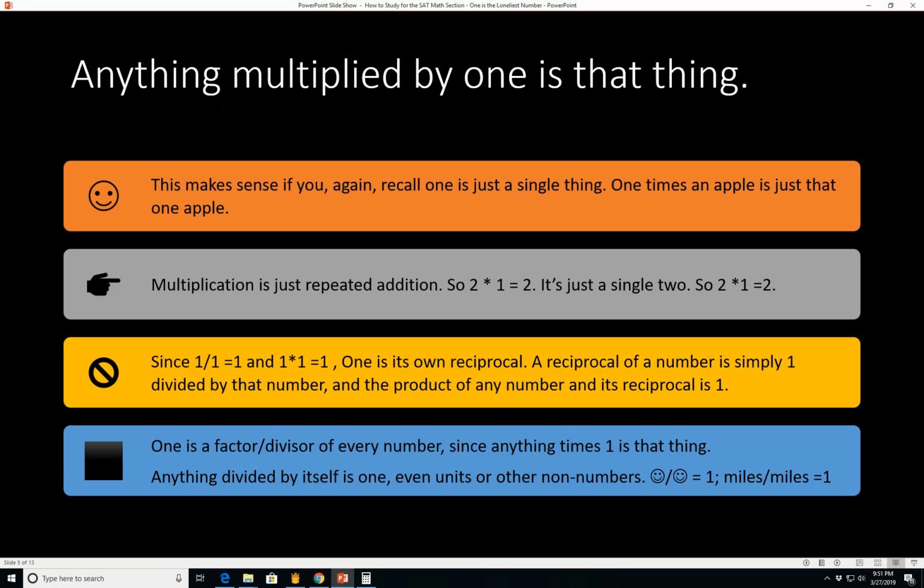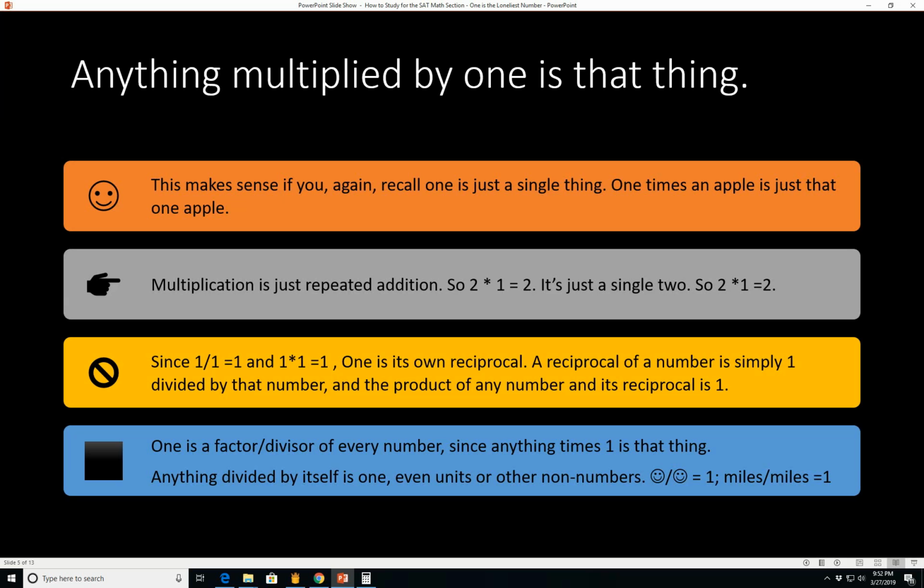Since 1 divided by 1 equals 1 and 1 times 1 equals 1, 1 is its own reciprocal. A reciprocal of a number is simply 1 divided by that number, and the product of any number and its reciprocal is 1. 1 is a factor or divisor of every number, since anything times 1 is that thing.